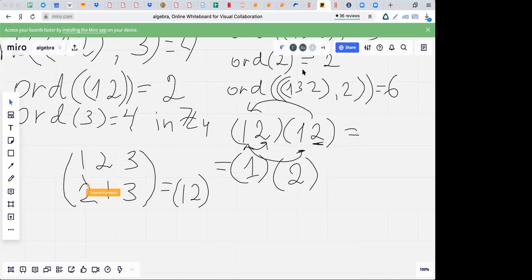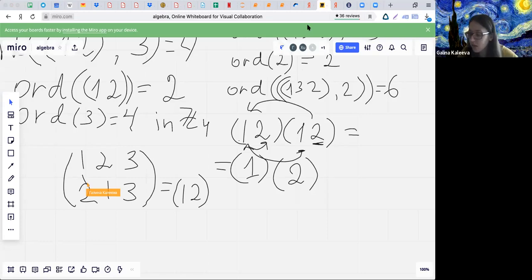No questions? It's pretty clear. The next question is the following. Do you remember the Chinese remainder theorem?